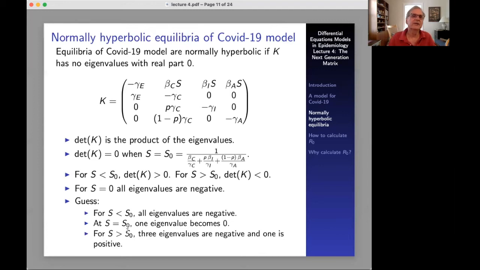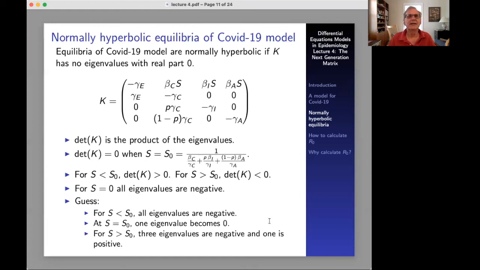For S greater than S naught, we know the determinant becomes negative. The simplest way that can happen is if that one eigenvalue that became 0 moves over and becomes positive. Then we would have 1 positive eigenvalue, 3 negative eigenvalues, and if you multiply them together, you'd get the negative determinant. So that's our guess as to what happens.